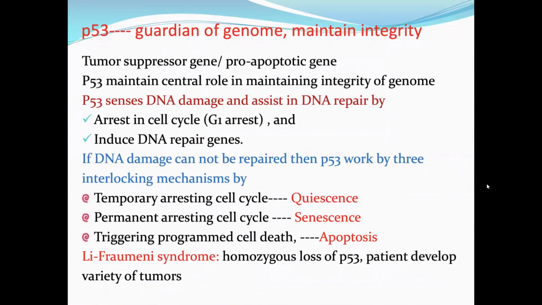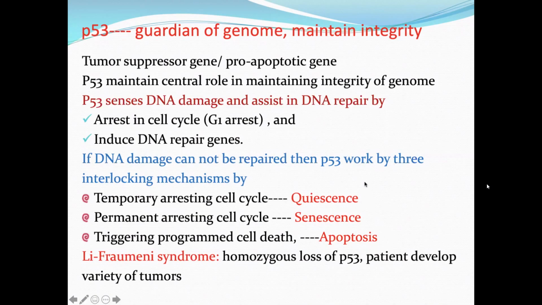Okay, so the types of arrest that can occur as a result of the inability of the cell to repair, mediated by P53, is by either one of these three mechanisms. Okay, so first temporary arresting of the cell cycle, and then permanent arresting of the cell cycle, and third, the last solution, the final solution, is triggered active programmed cell death.